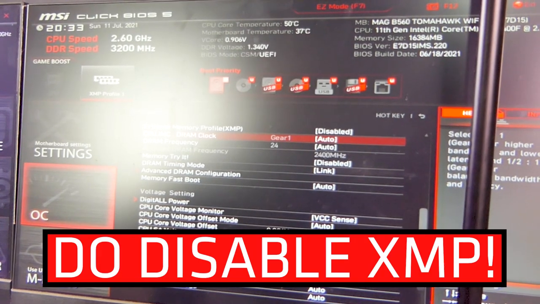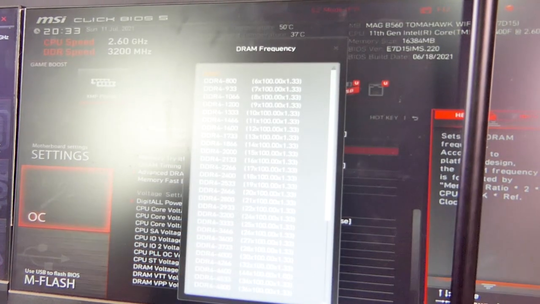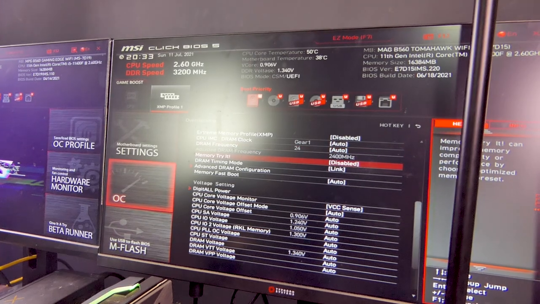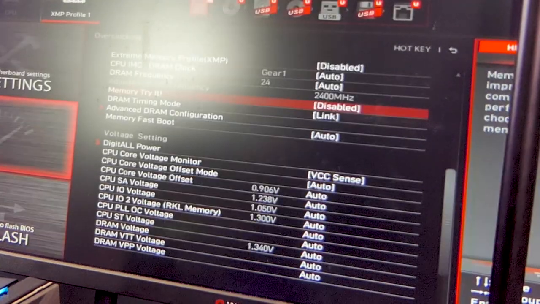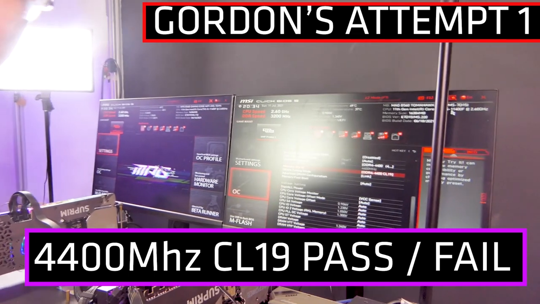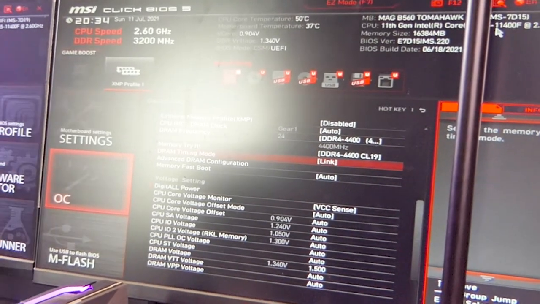What I'm going to do now is that instead of using the DRAM frequency, this is for when you kind of know what setting really works. So we're going to do this. Say, okay, so 4400 CL19. I don't think this is going to work, but if it works, it's going to be a miracle. DRAM timing mode, link, unlink.